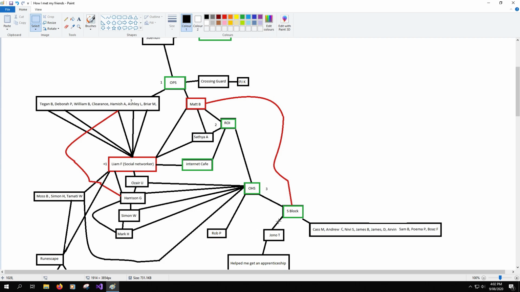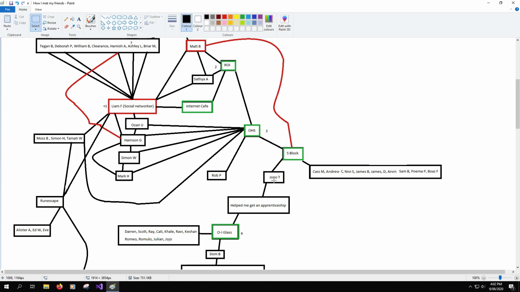So, after high school, Jono helped me get an apprenticeship, which then led me to OI Glass, where I met these friends: Darren, Scott, Ray, Kelly, Kale, Ravi, Kaysan, Romeo, Romelu, Julian, Jojo. They're cool dudes. Jumping back to RuneScape, I forgot: Alistair A, Edward W, and Eve.